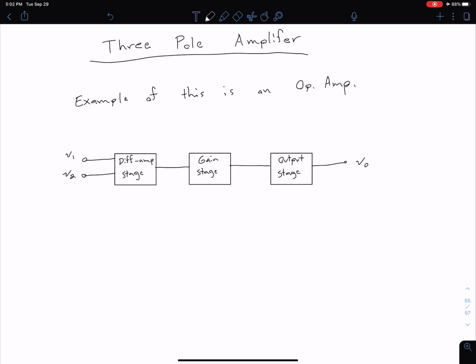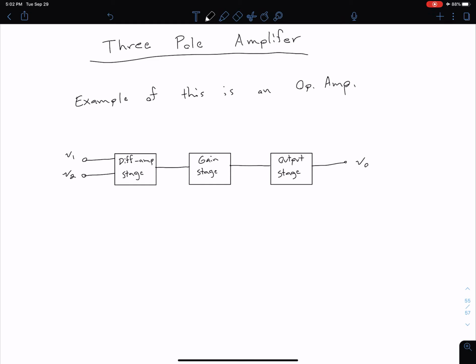So now let's look at a 3-pole amplifier. And so you might be asking yourself, why do we keep adding a pole to each of these? Why do we want to consider a 3-pole amplifier? Well, a 3-pole amplifier is particularly relevant because this is a good model for an op-amp circuit.